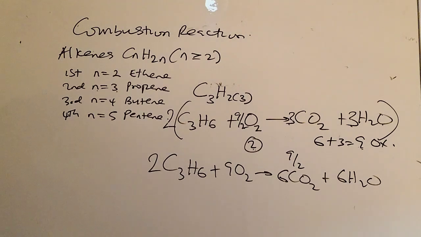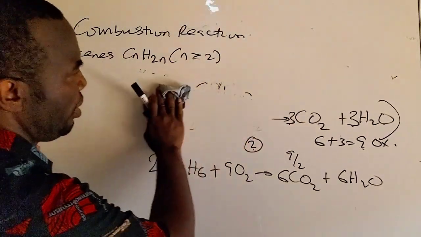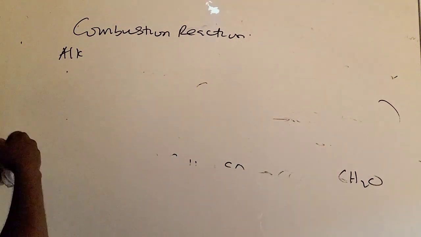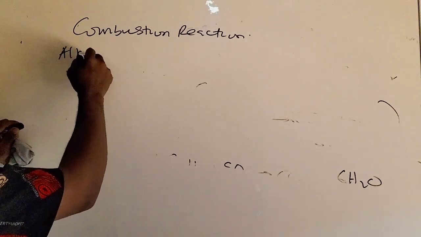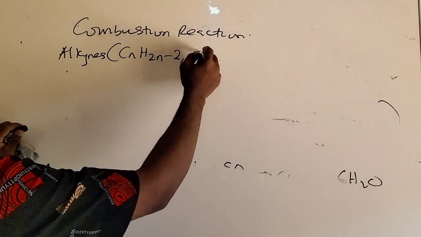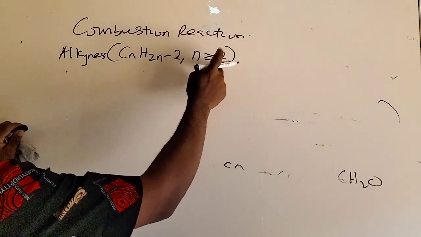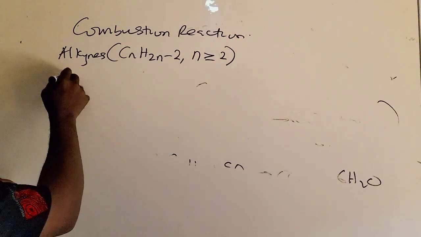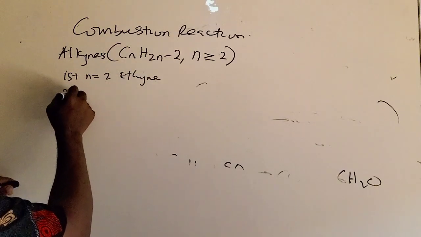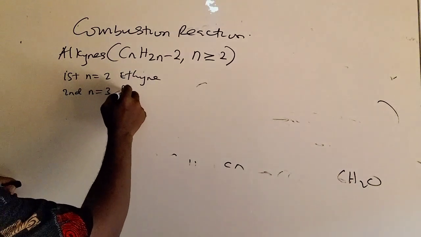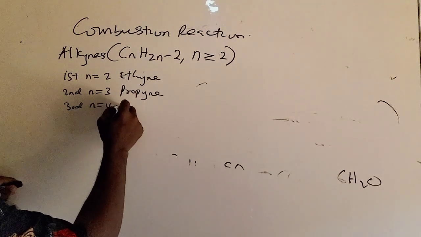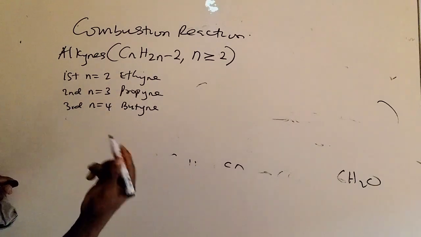I can still use alkynes for that. The alkynes are hydrocarbons with a triple covalent bond between two carbon atoms. So the alkynes have the formula CnH2n minus 2, and n starts from 2, just like the alkenes. The first member, n is 2, is called ethyne. Second member, n is 3, is called propyne. Third member, n is 4, is called butyne. Fourth member, n is 5, pentyne, and so on.